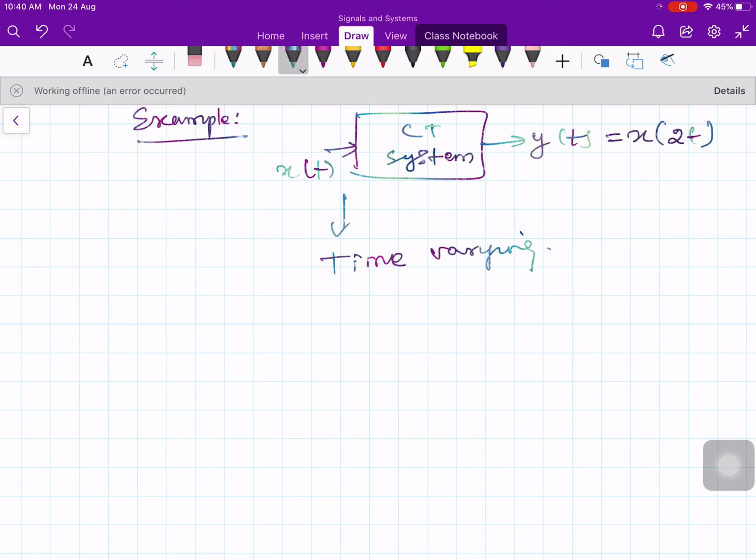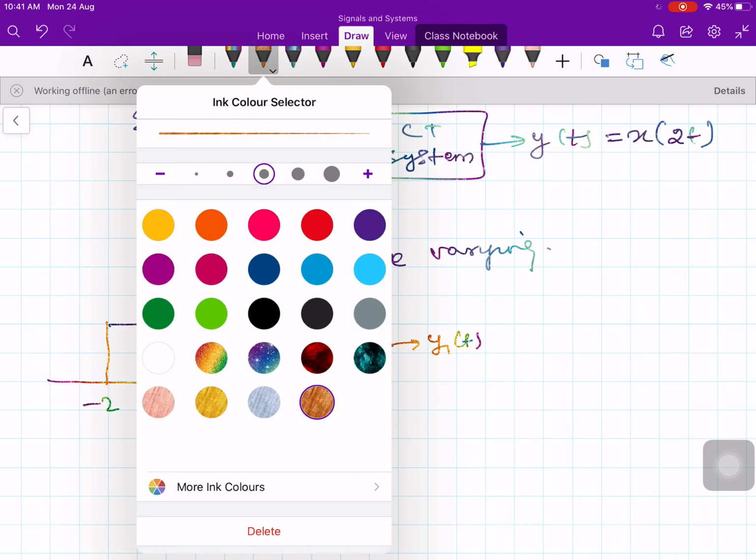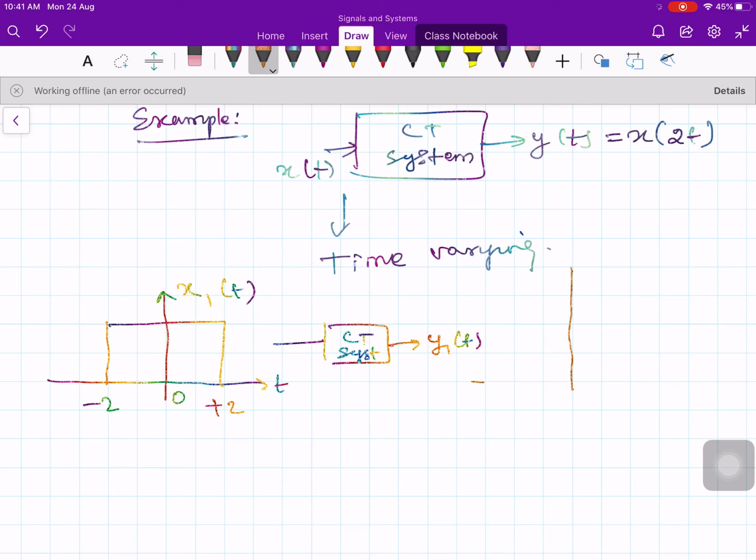Let's say my input is like this, from minus 2 to plus 2, this is 0, this is my t. Let's say this is x1 of t. Now if you give x1 of t to the system, the CT system, then my output is y1 of t. That y1 of t will be a compressed version of the input by a factor of 2. So therefore it looks like this, minus 1 to plus 1. Let me say this is y1 of t.